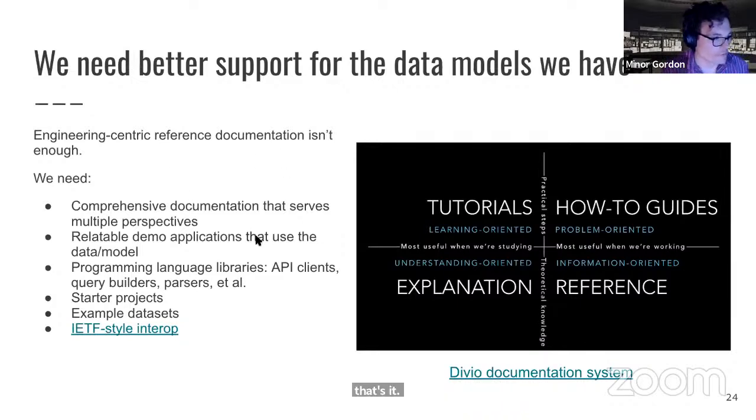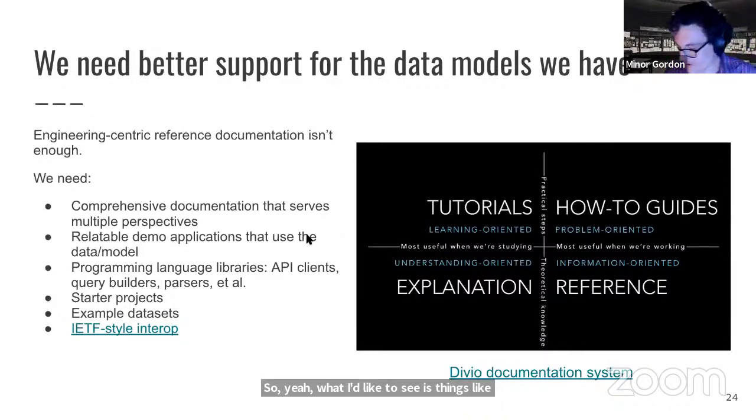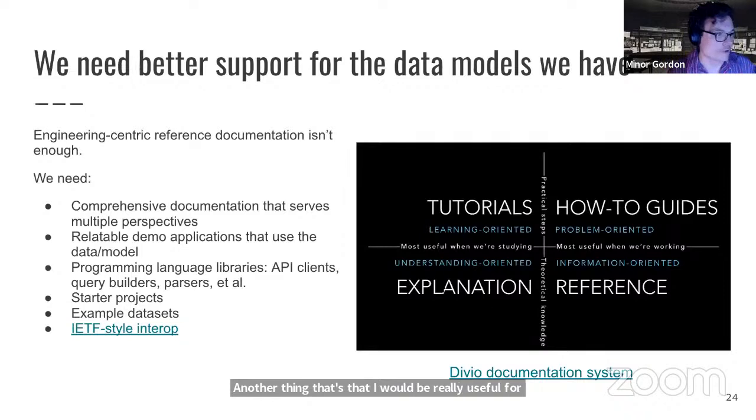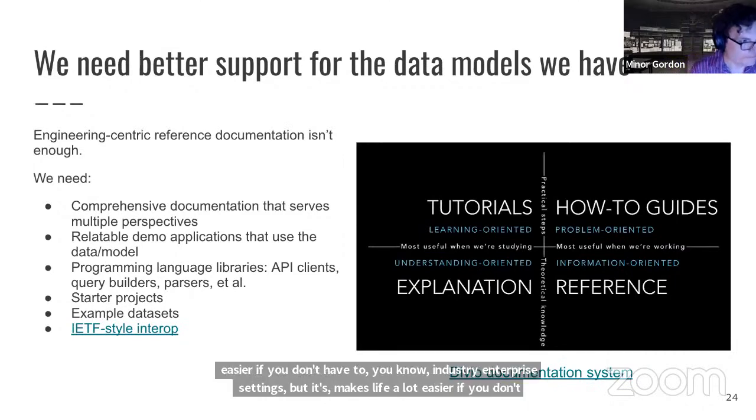What I'd like to see is things like comprehensive documentation. I won't say that my project is some sort of epitome of this, but I've tried to follow this documentation system, which I find pretty useful. Most documentation in this space tends to be more information oriented and less about how to use recipes and so on. Another thing that would be really useful for me, as well as to a lot of other people, I imagine, are things like demo applications and example data sets. These are pretty common also in industry enterprise settings, but it makes life a lot easier if you don't have to stare at the data and figure out how to map that into a programming language.